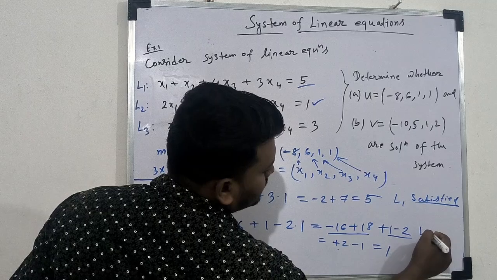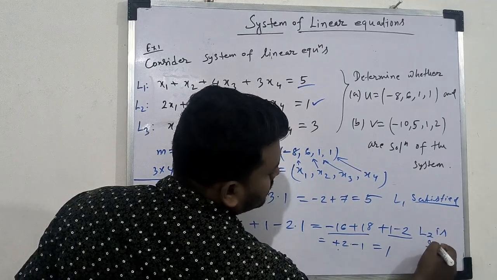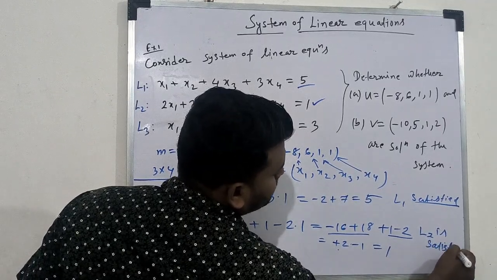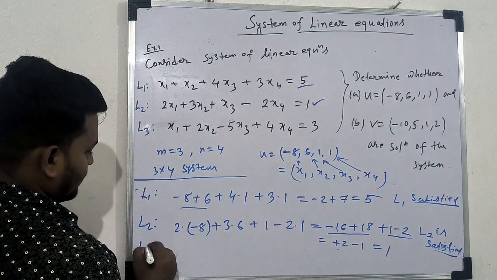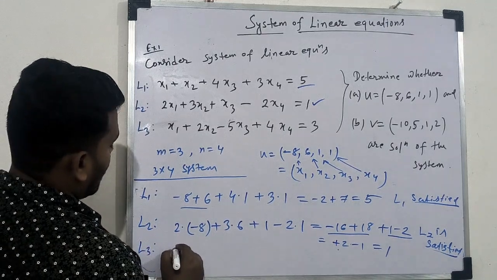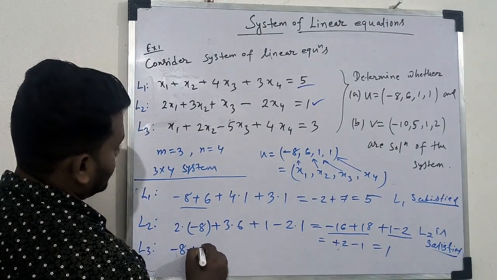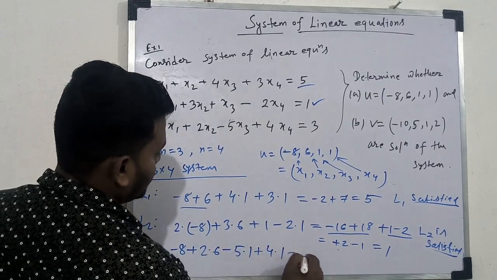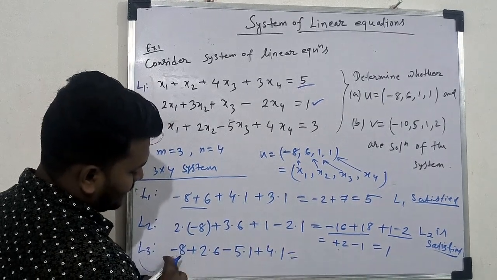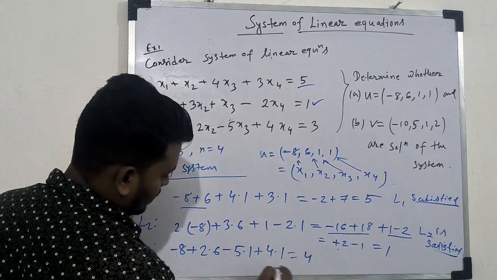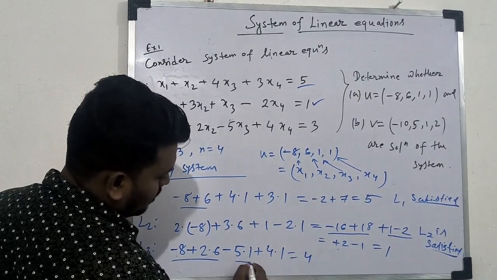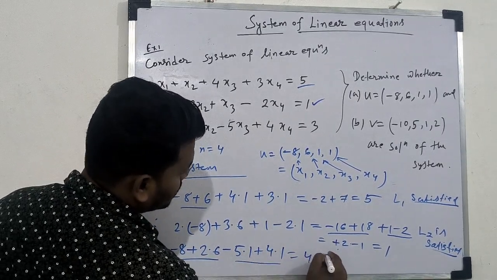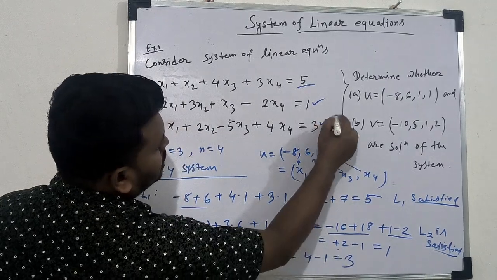So from this we can say that L2 is satisfied. And similarly from L3: x1, that is minus 8, plus 2 into x2, that is 6, minus 5 into 1, plus 4 into 1. So from this, 12 minus 8, that is 4, and from this minus 5 plus 1, that is minus 1. So this is 3. So this is also 3.